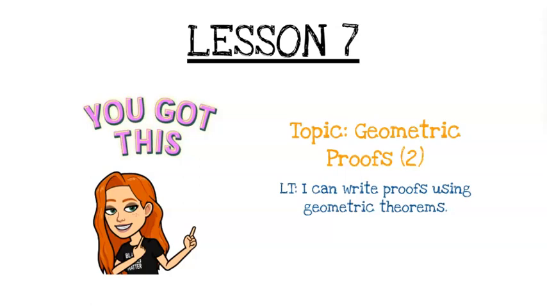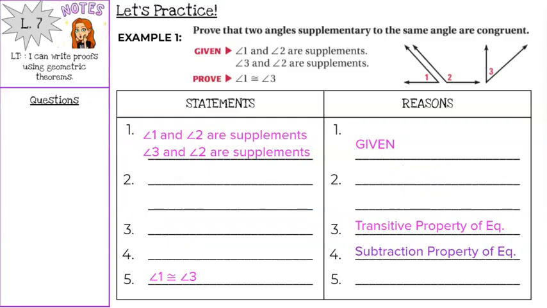Lesson 7, topic Geometric Proofs, Part 2, Learning Target. I can write proofs using geometric theorems. Example 1, prove that two angles supplementary to the same angle are congruent.